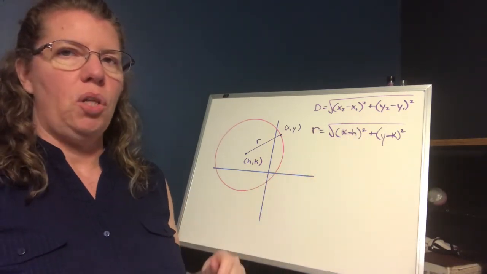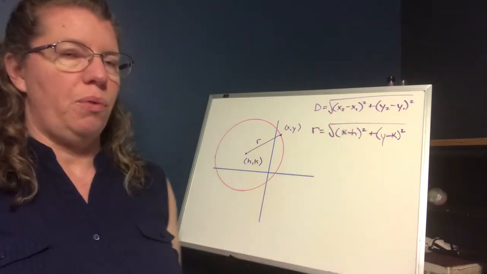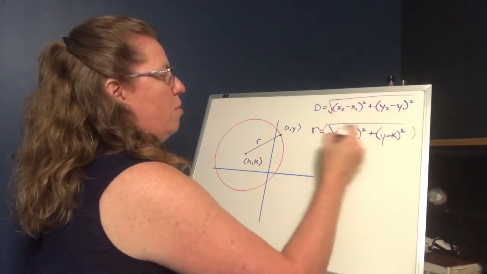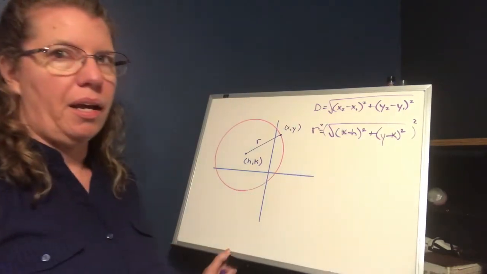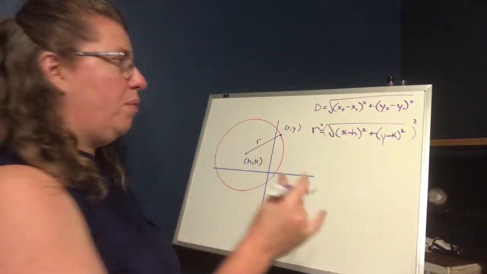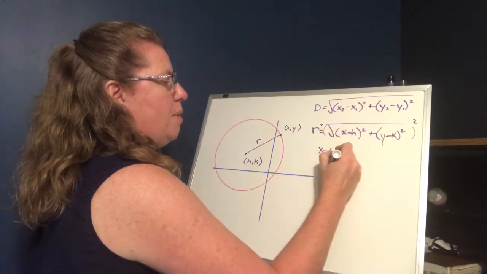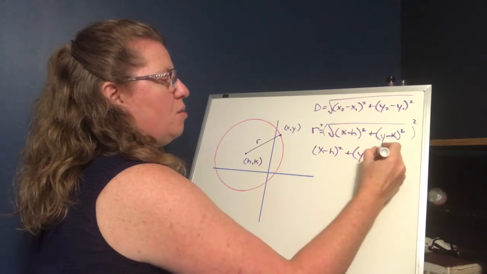So let's get it to look like our other formula. If we want to get rid of our square root, think about what we do here. In order to get rid of our square root, we're going to square both sides. And now we wind up with something that looks like our other formula. I'm going to flip it around. When you square a square root, it goes away. You wind up with x minus h squared plus y minus k squared.